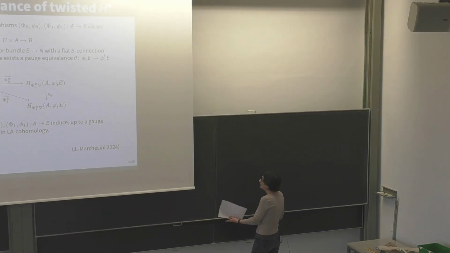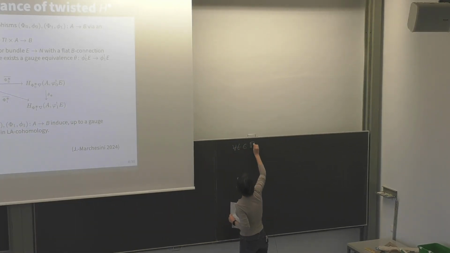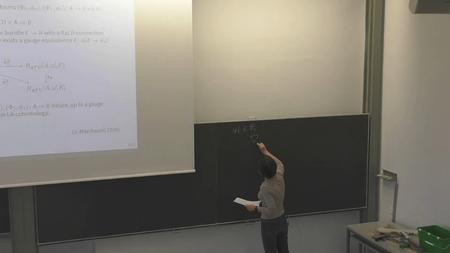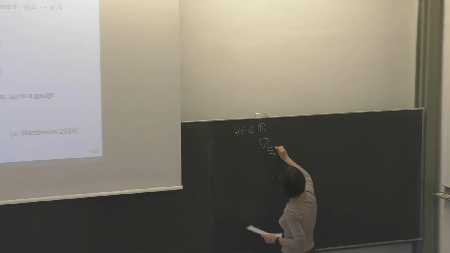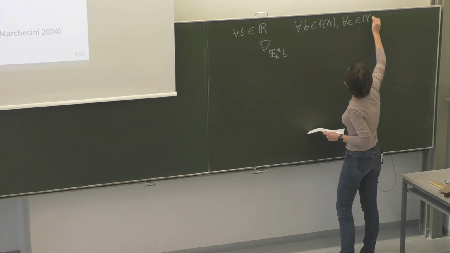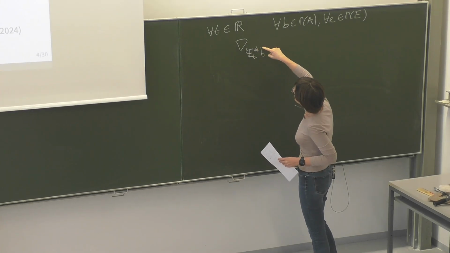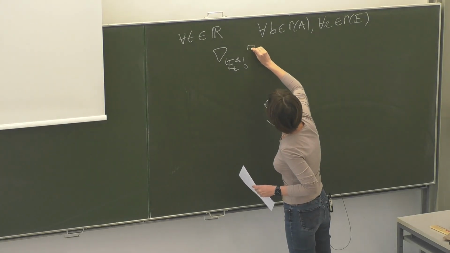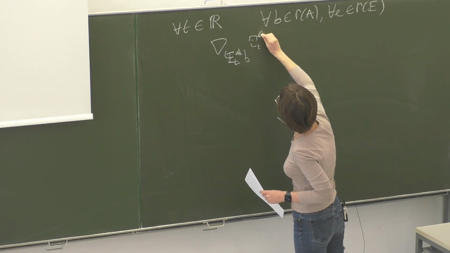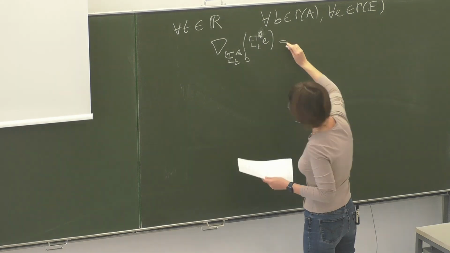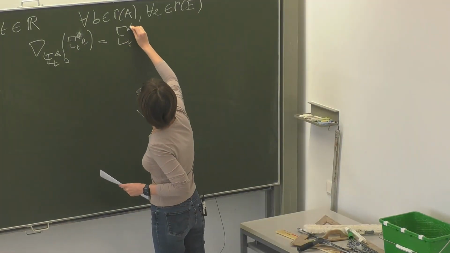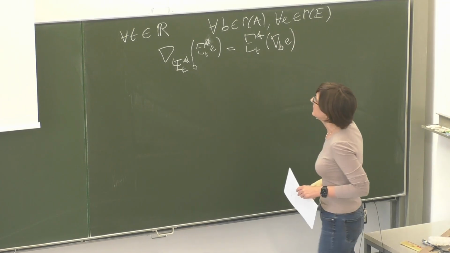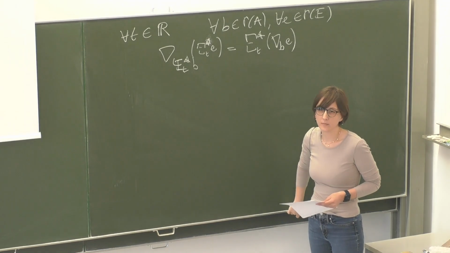And then you have that for all T in R, wherever those sections are defined, for all B in gamma A and for all E in gamma F, the representation nabla along the pullback of a section B under the flow at time T, applied to the pullback at time T of E, is the same as the pullback at time T of nabla B E. Sounds very plausible, right? But you really have to prove it and to see it.